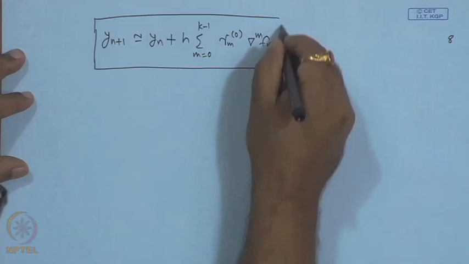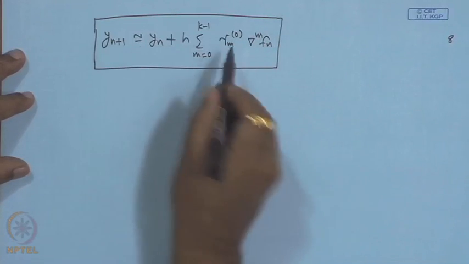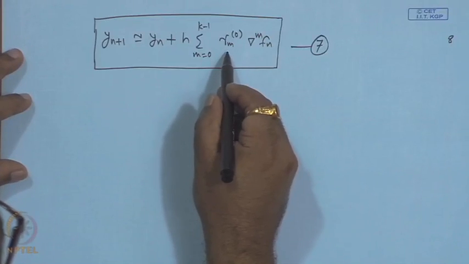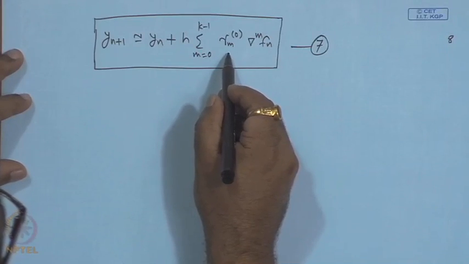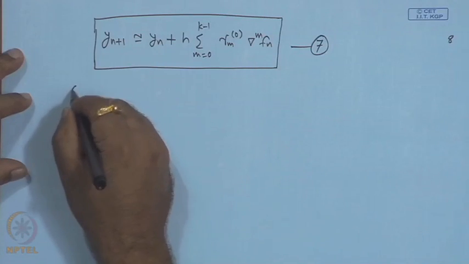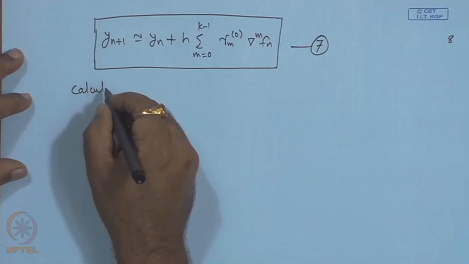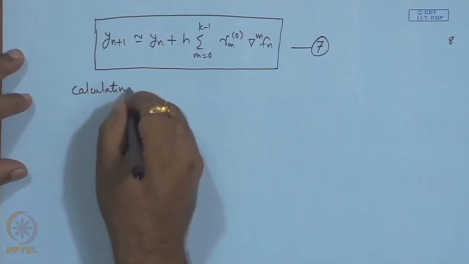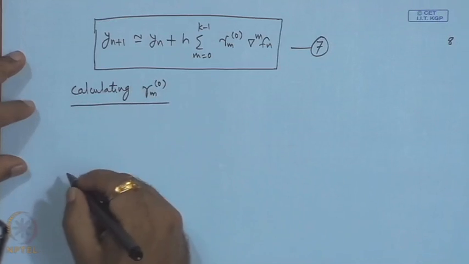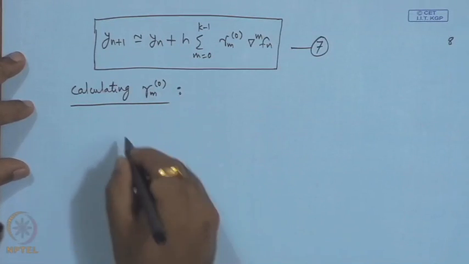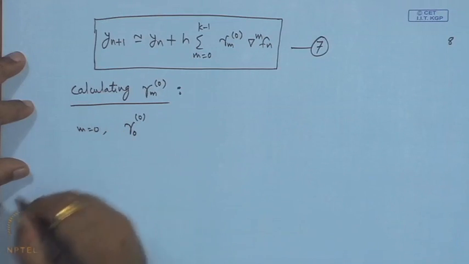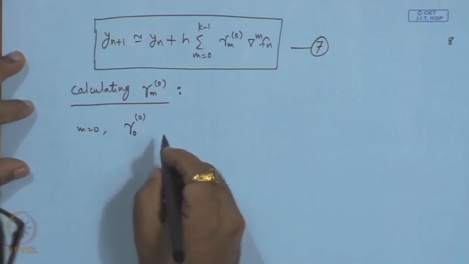So, after removing the error, I have removed the error term and then using this approximation, this is our formula. However, these quotes are to be computed. Okay. Right. So, then the next issue is calculating these quotes. Okay. So, let us, so m 0.